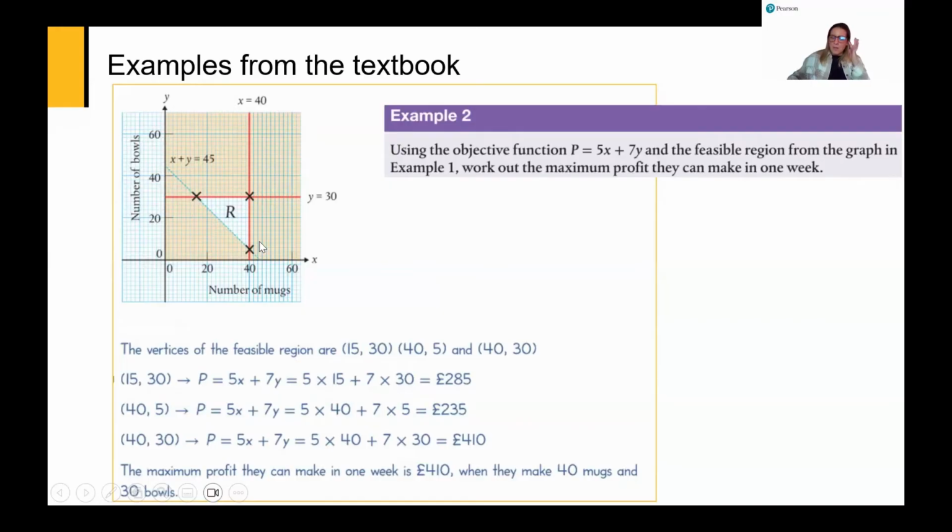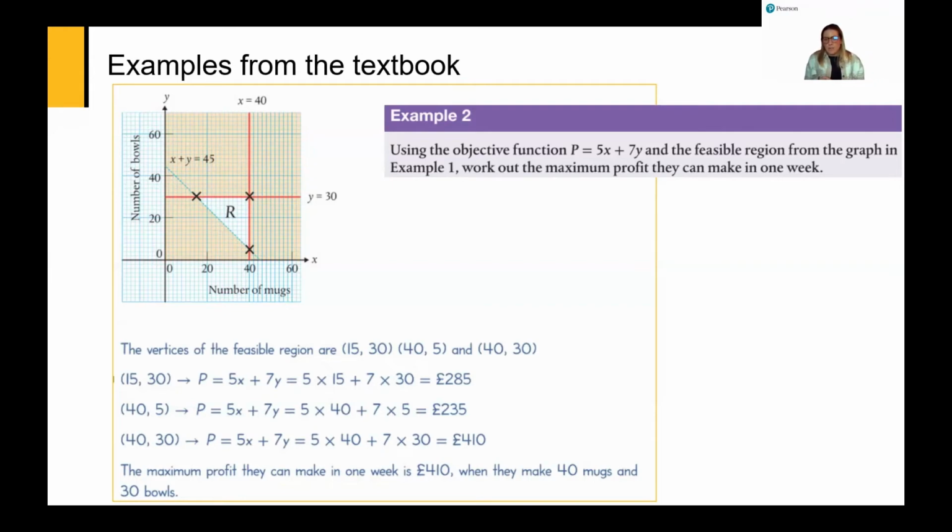Of course, we can't have half mugs or half bowls. That's always a point that comes up from examiners, isn't it? Making sure that students' solutions are appropriate or sensible. So example 2 is taken from that kind of previous context.